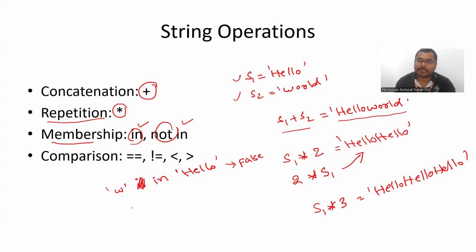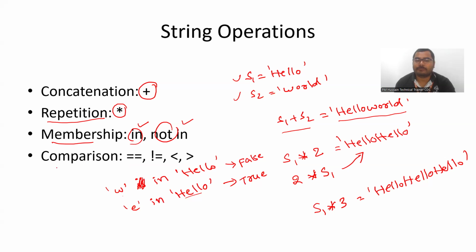Okay. Now, sometimes you can write E in hello. If you observe this, E is present in hello. So in such a case, it will return true. So this is how you can use the in operator to check whether a particular character is present in the given string or not. So not in will be exactly opposite to the in operator.